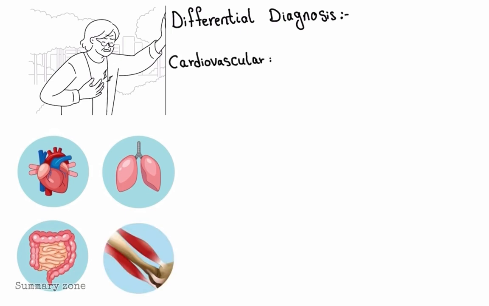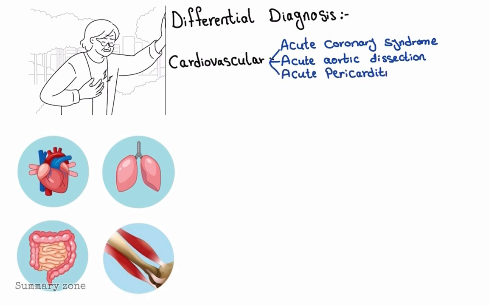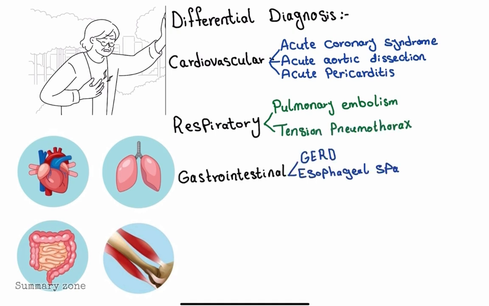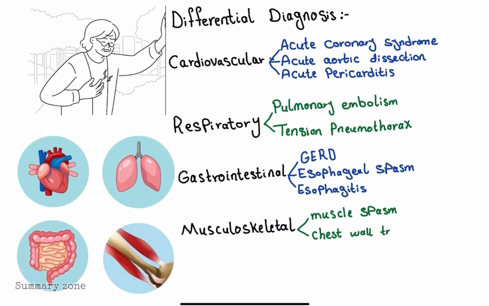Cardiovascular. Think of acute coronary syndrome, acute aortic dissection, and acute pericarditis. Respiratory. Key life threats here are a pulmonary embolism and tension pneumothorax. Gastrointestinal. Conditions like GERD, esophageal spasm, and esophagitis can mimic cardiac pain. And finally, musculoskeletal causes like muscle spasm or chest wall trauma.